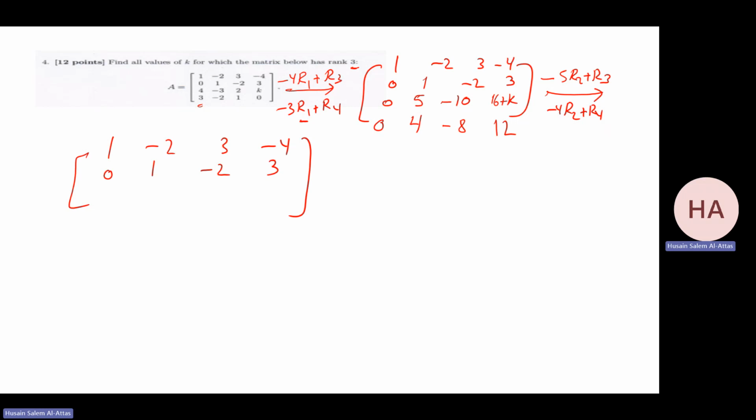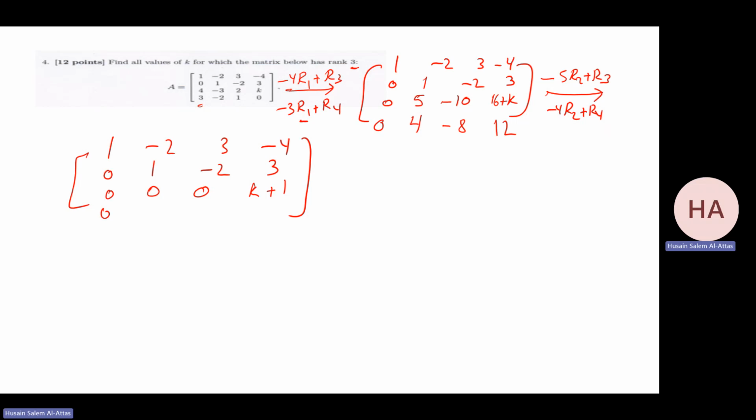Now I'm working with the second row. 0, 0. Multiply by minus 5 and add it, that will be 0. Minus 5 times 10 times minus 2, that 10 minus 10, that will be 0. So I have minus 15 plus this. So I have k plus 1. Correct? Yeah, I have minus 15 plus 16 plus k. That will be k plus 1.